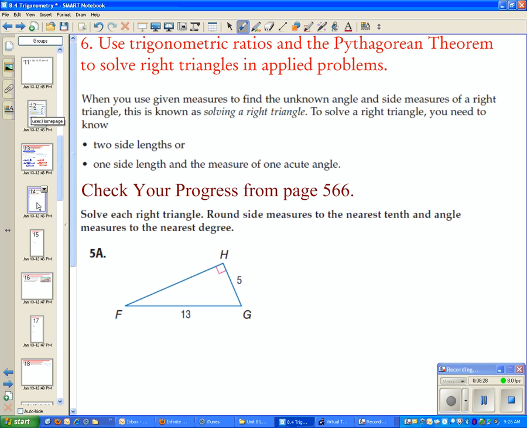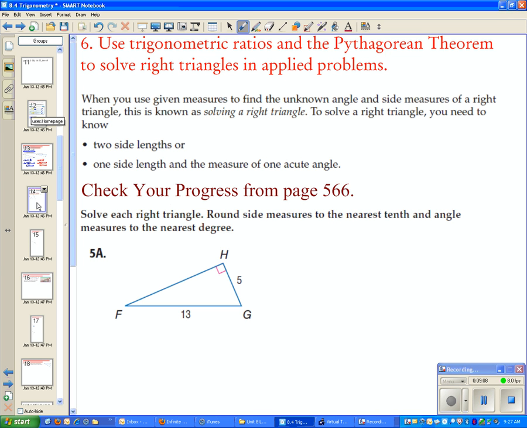All right. Now, to solve a right triangle, which has been our goal, to solve a right triangle means to come up with the length of every side and the measure of every angle. Okay? We can use the Pythagorean theorem. We can use trigonometry. If we have a 45-45-90, we can use that information. If we have a 30-60-90, we can use that information. Okay? So, if we take a look at this one, 5A, it says solve each right triangle.